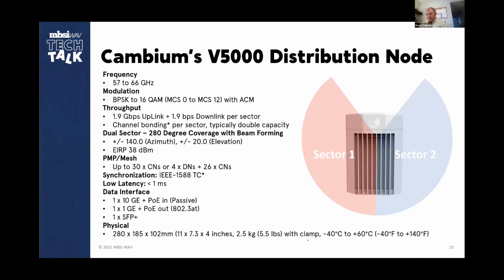Cambium's configuration of their distribution nodes, in this particular case, has 2 sectors built in, and these cover 280 degrees. So it's designed for the mounting pole to be right there, and then the specs are listed here. I won't go over those in too much detail, but one thing that is absolutely true with 802.11ay is that the access points, no matter what manufacturer we're talking about, use beamforming, and that simplifies the business of aligning the subscriber units.